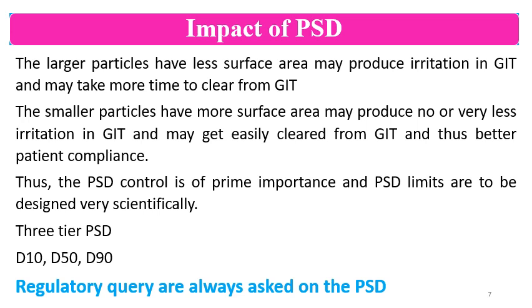The PSD control is very important as the PSD impacts the safety, efficacy, and all the other CQAs. The PSD becomes very important, and this PSD is required to be controlled, and this has prime importance. The PSD limits are required to be designed very scientifically. Mainly 3-tier PSD limits are given considering the D10, D50 and D90. That is, D10 means 10% of the particles, D50 is the median particle size, and D90 is 90% of the particle size.